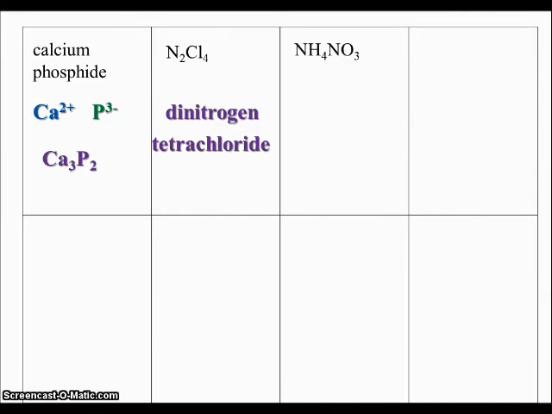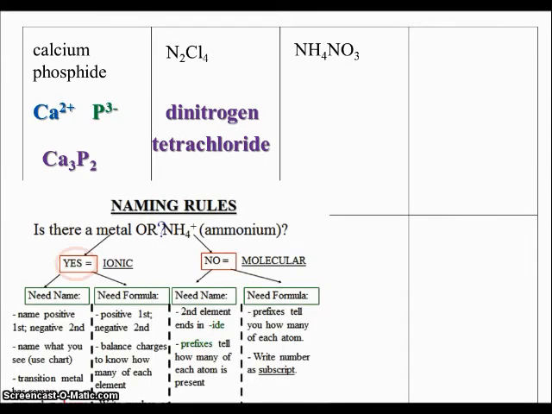NH4NO3. Is there a metal or ammonium? Yes, so it's ionic. You're given the formula and you need the name, so you just name what you see the way it appears on the periodic table. Note, these are both complex ions, so you have to look in the table of polyatomic ions. Ammonium nitrate.